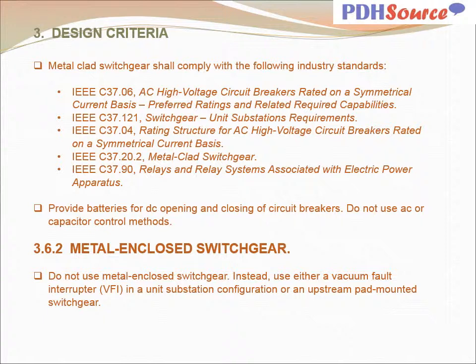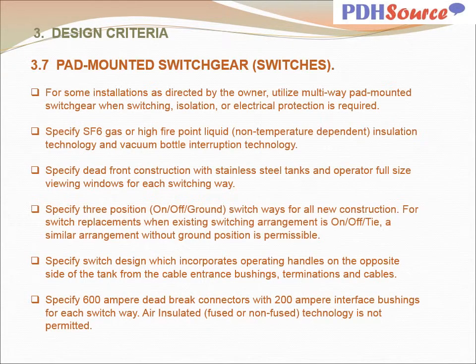With regard to metal enclosed switchgear, do not use metal enclosed switchgear. Instead, use either a vacuum fault interrupter in a unit substation configuration or an upstream pad-mounted switchgear. For some installations, as directed by the owner, utilize multi-way pad-mounted switchgear when switching, isolation, or electrical protection is required.